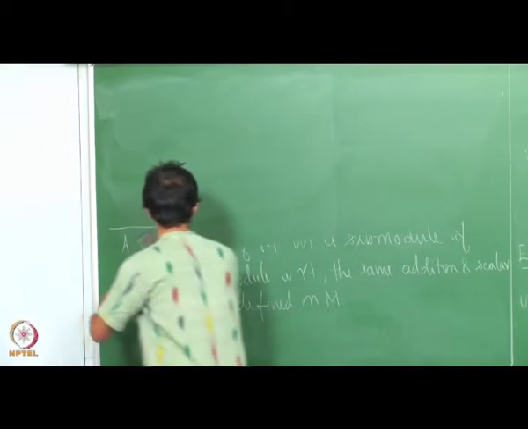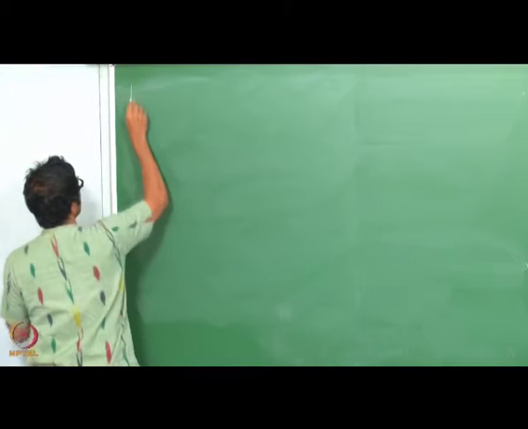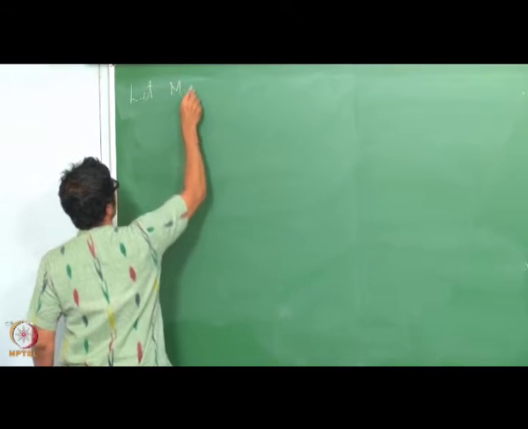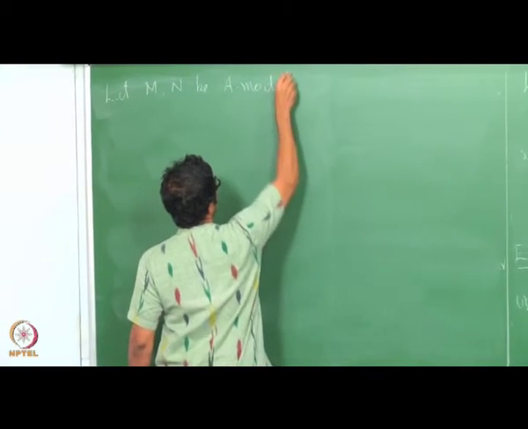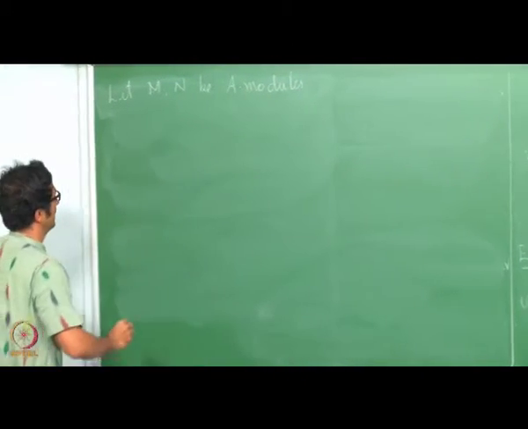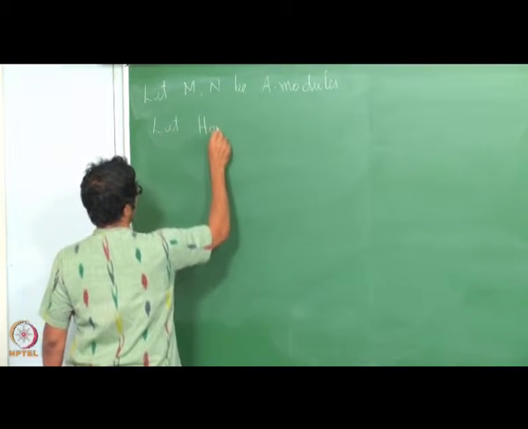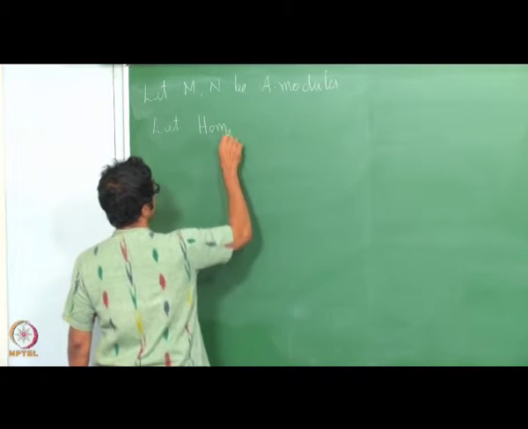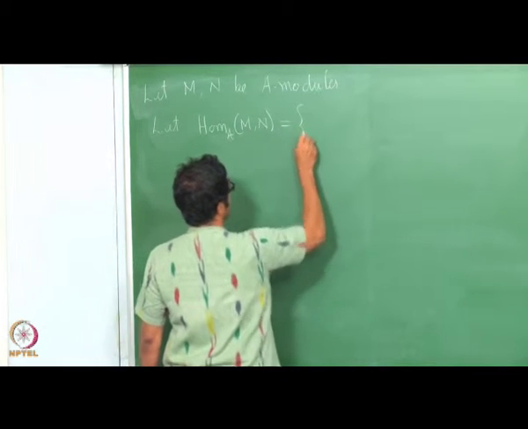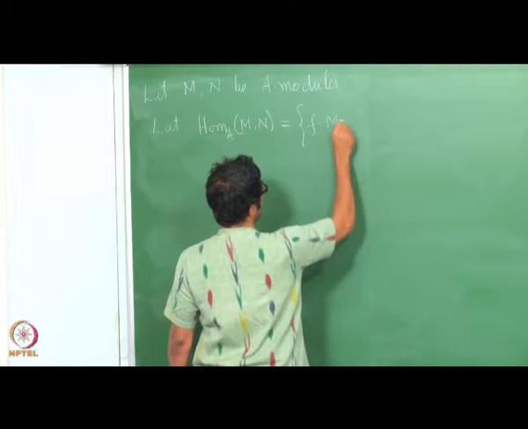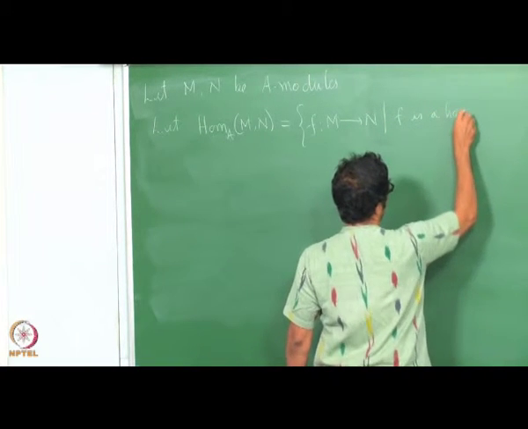Now, suppose you fix two modules M and N, let M and N be A-modules, and look at all the homomorphisms from M to N, the collection of f from M to N where f is a homomorphism.